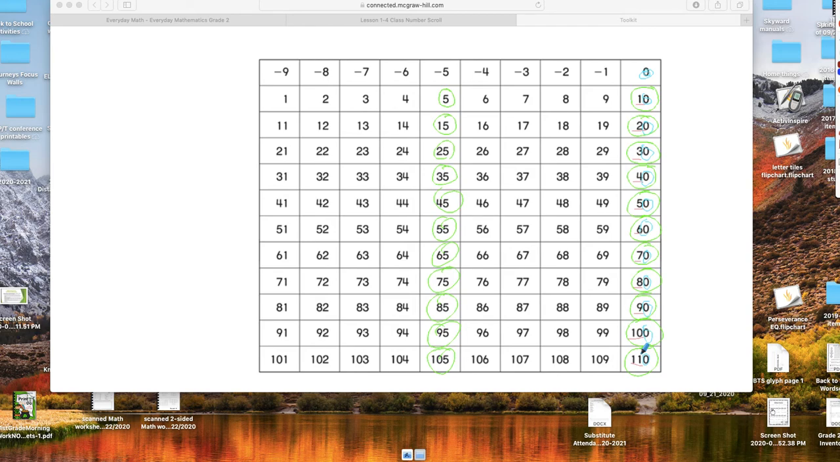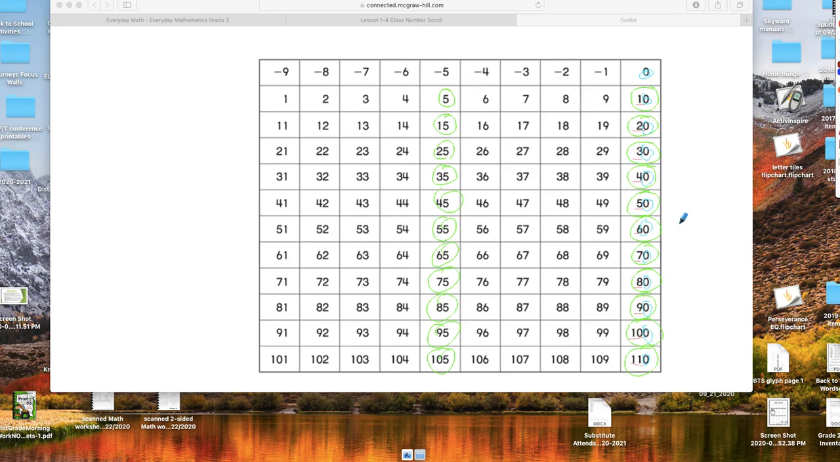5, 10, 15, 20, 25, 30, 35, 40, 45, 50, 55, 60. So as you're counting fives, the number in the ones place might change, but it has the same pattern. It goes from 5 to 0, to 5 to 0, to 5 to 0, and it just keeps going like that. Because when we count by tens, we're first counting a 5.